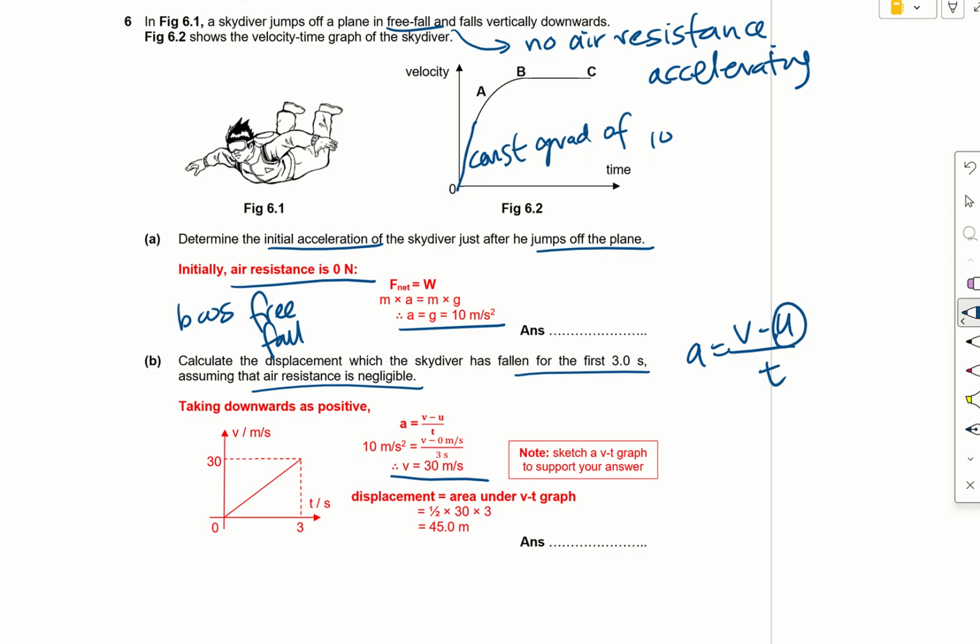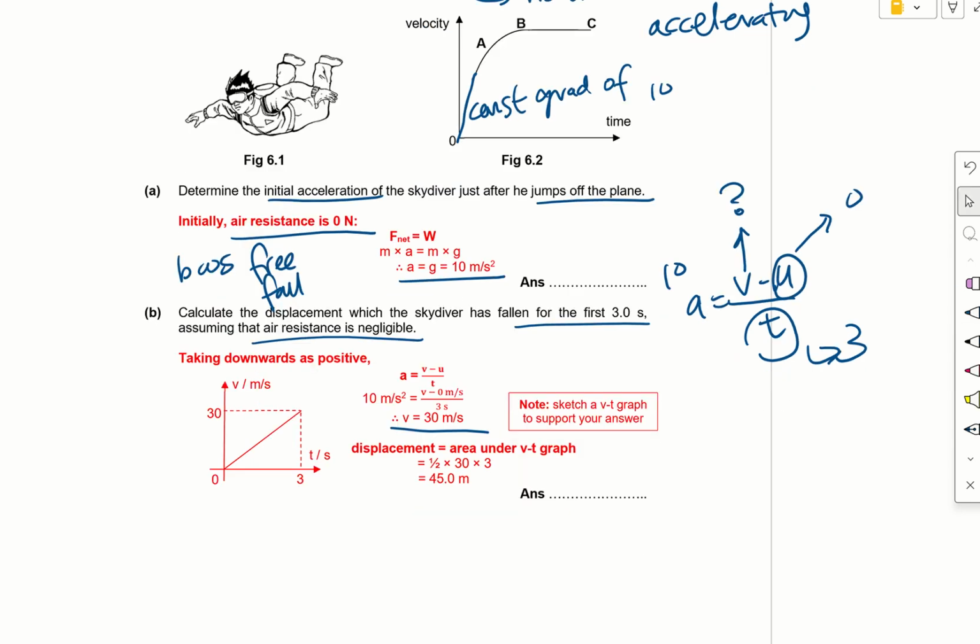So assuming he jumped off the plane, his initial velocity is 0. This is what we want to find. Acceleration is 10 and t will be 3 seconds. So we get 30 meters per second. Okay, a very common mistake here is students will take 30 multiplied by 3 to get 90.